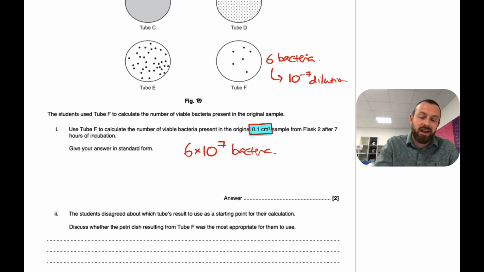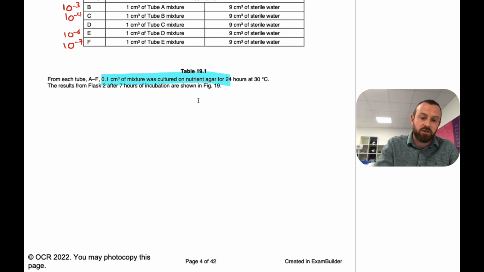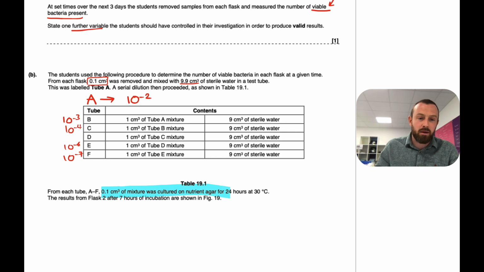There was the trick in there, which was really horrible for them to do, was this first bit up here. It was basically, if you didn't spot the fact that A was a 10 to the minus 2 dilution already, then you would have gone wrong. Okay, hard stuff there.